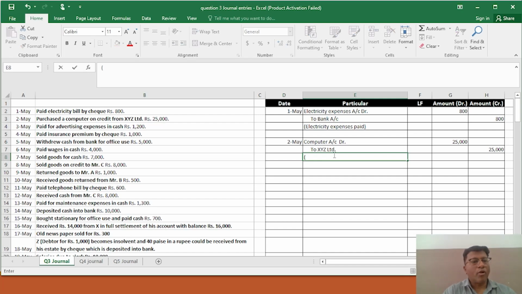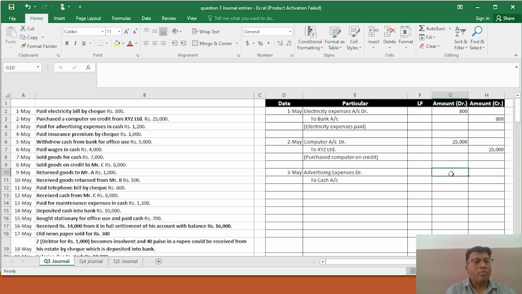Okay. And what would be the narration? Purchased computer on credit, right? And now the third transaction is on 3rd May, so you have to mention the date again, and you find the transaction: paid for advertising expenses. So advertising expenses debit, and to cash account, right?